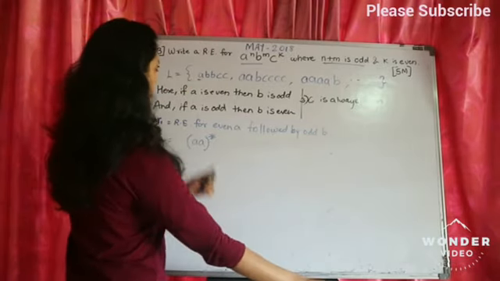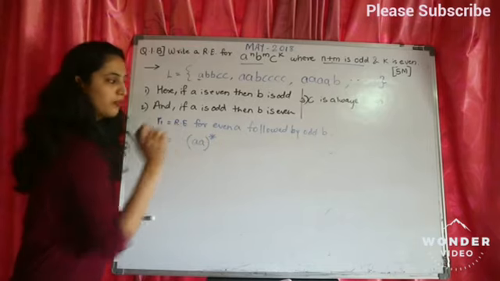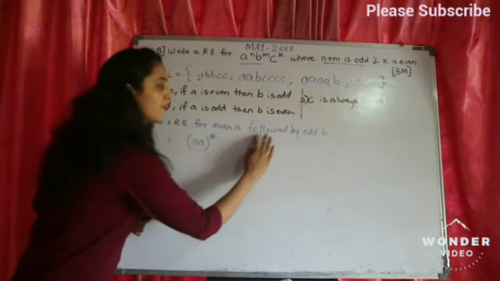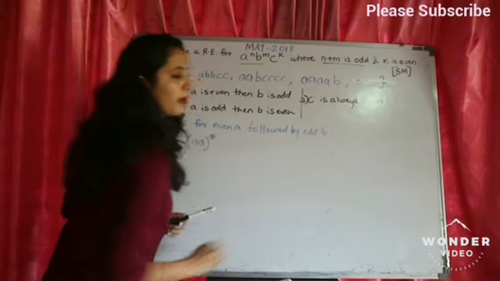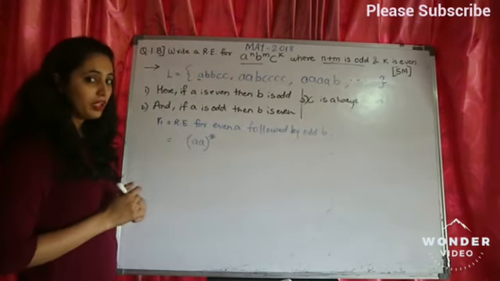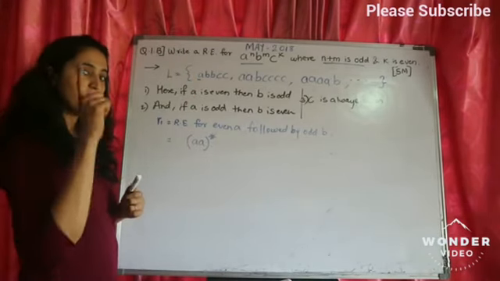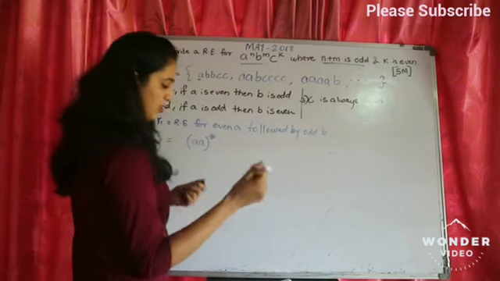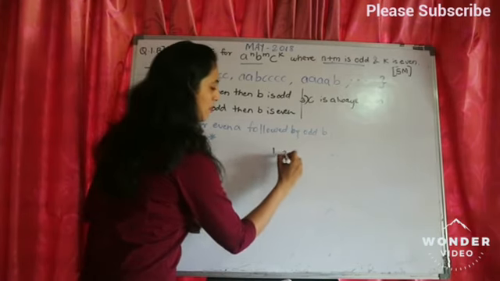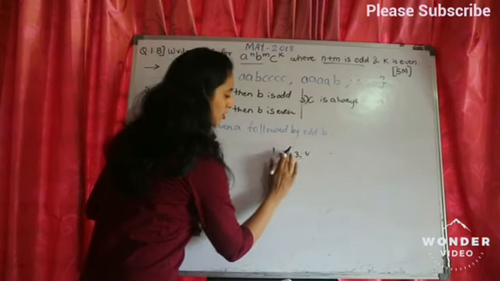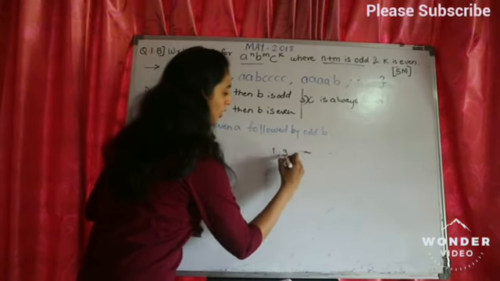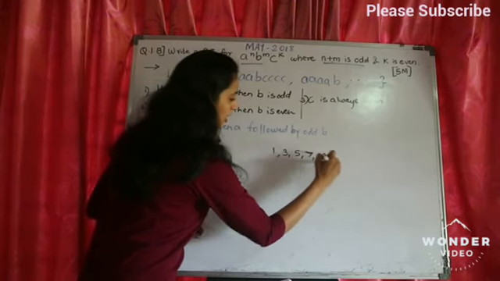Now, this regular expression I have identified for even number of A. After AA, I want odd number of B's. How will we get odd number of B's? Very difficult. But there is one easy trick. Odd number of B's means what? Odd numbers means 1, 3, 5, 7 and 9.